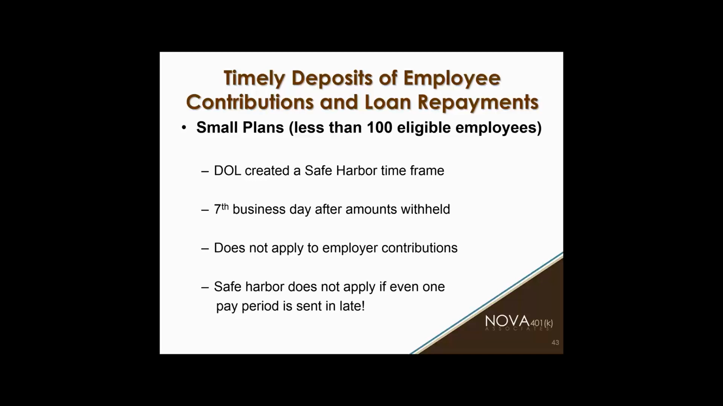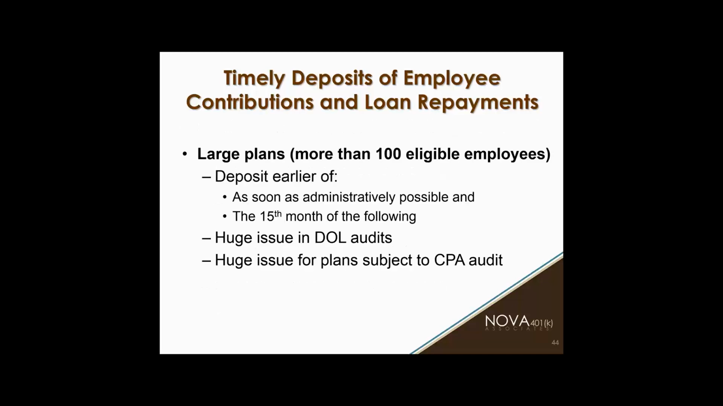But quite often our firm has to charge $300 or $400 to do a $50 fix, which doesn't make sense, but there's just a lot more work in actually what we do than the amount of money you have to cough into the plan. So large plans have a different standard. A large plan is one in which there are more than 100 eligible employees. If you're a large plan, the standard is as soon as administratively possible, but not longer than the 15th day of the month following the pay date.